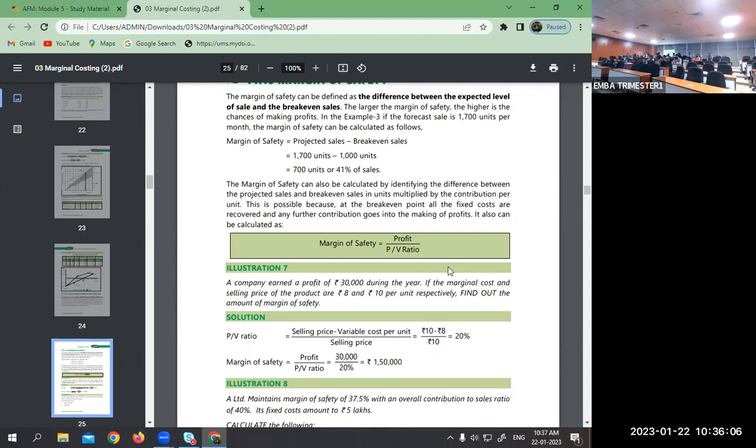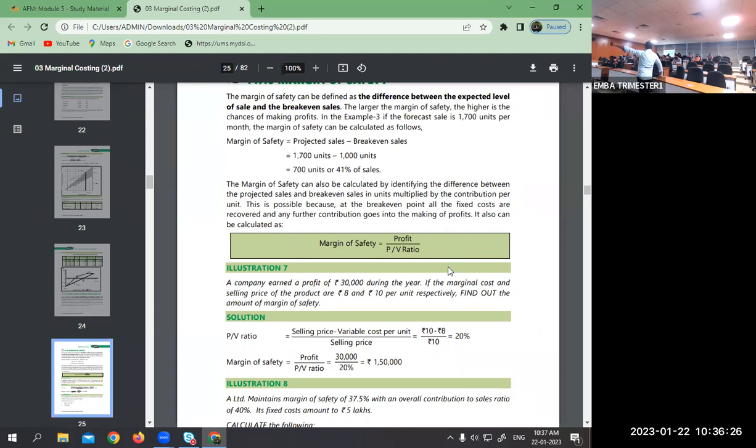Profit. Here profit is contribution. Contribution how much? 10 minus 8 is equal to 2 rupees. 2 rupees is the PV ratio. 2 by 10 into 100 is equal to 20%. 20% is PV ratio. Margin of safety is equal to profit divided by PV ratio.